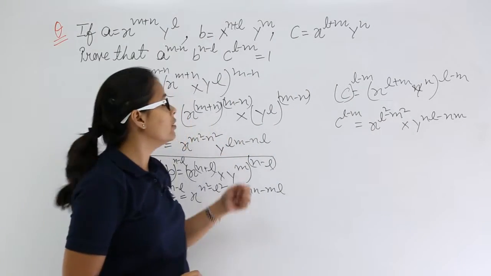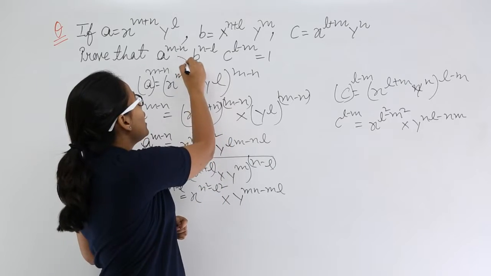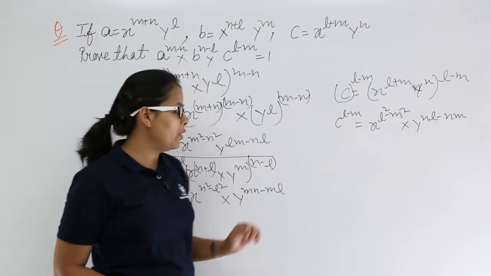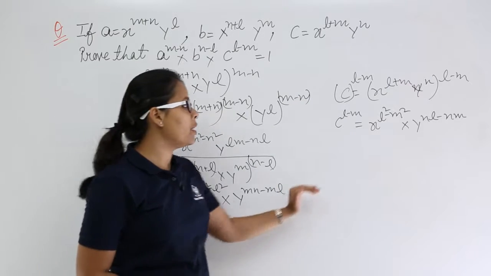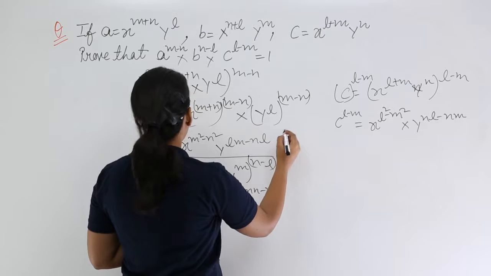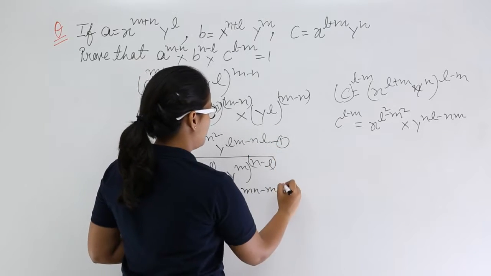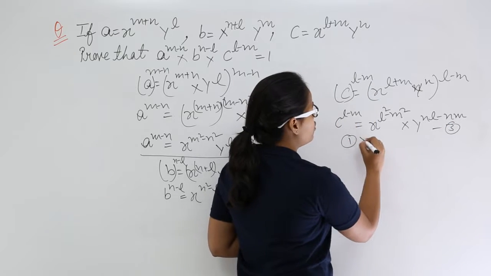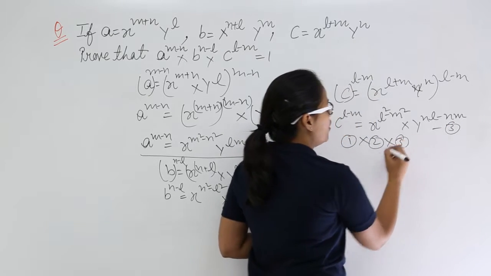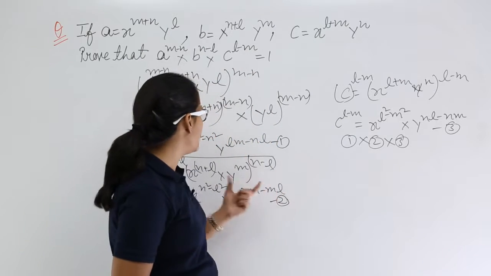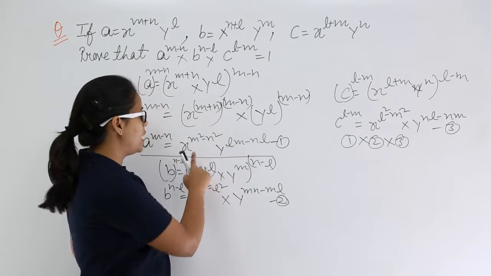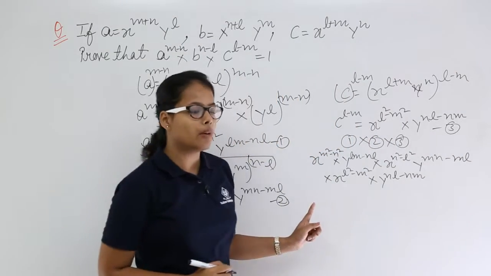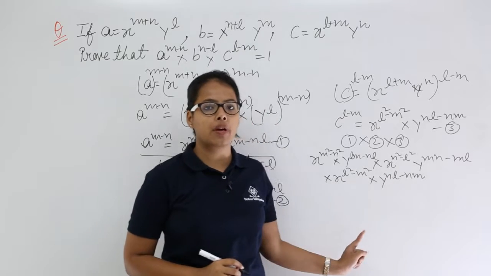Now what are we doing here? In this expression we are multiplying a, b and c, which you need to prove will be equal to 1. So we have all the expressions for a, b and c. Now let's multiply. This is 1, this is 2 and this is 3. In the next step we are going to multiply all these. So let's directly write the right hand side expression. After multiplying the right hand side, you are getting this.